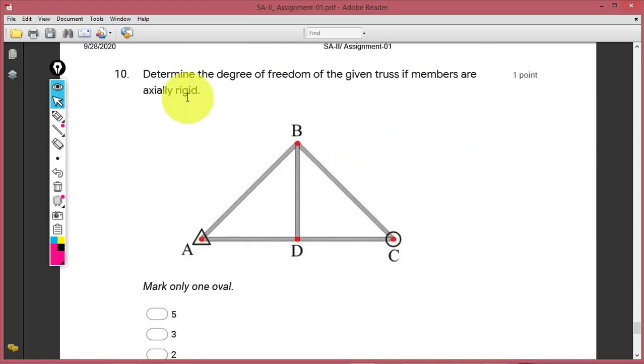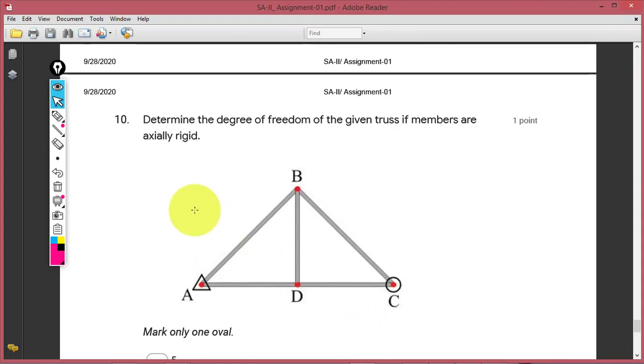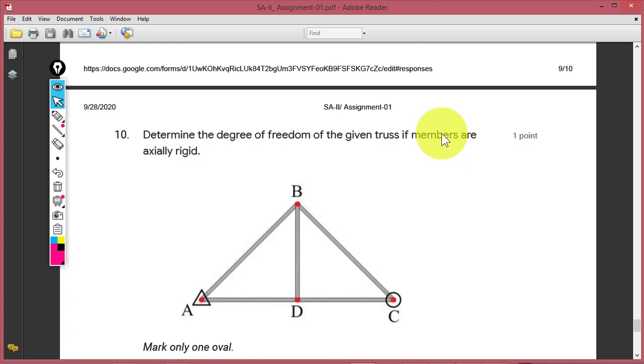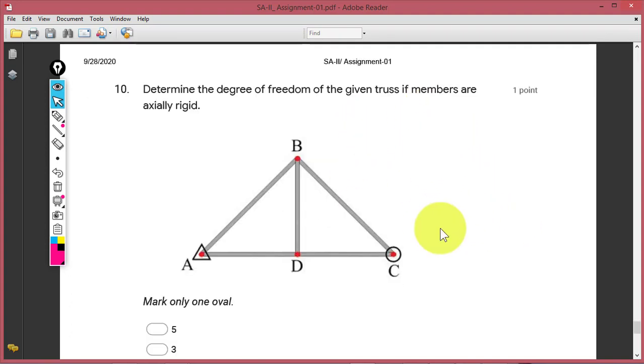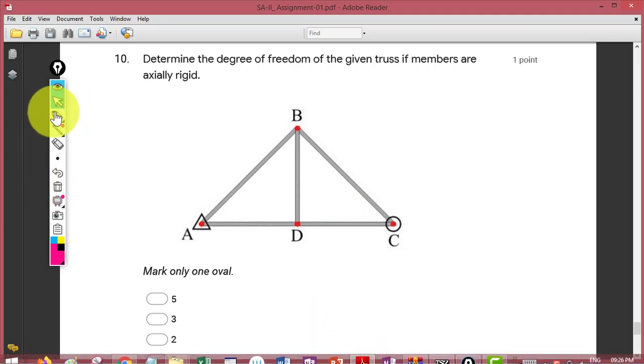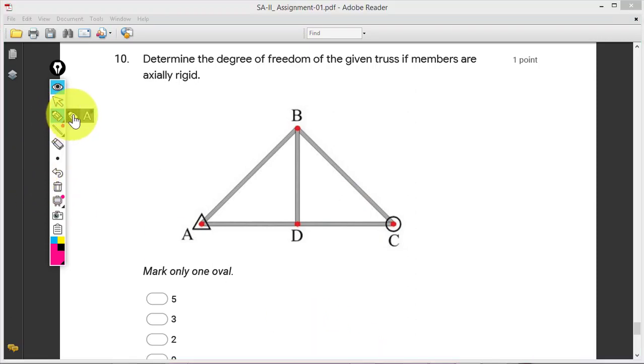Okay, we will take the next question. I think it is the last question. Determine the degree of freedom of the given truss if, it's very important. So you have to read the question very carefully. That is the only difficult part of this question. We will make a mistake if we do not read the question correctly. So let us see the question.